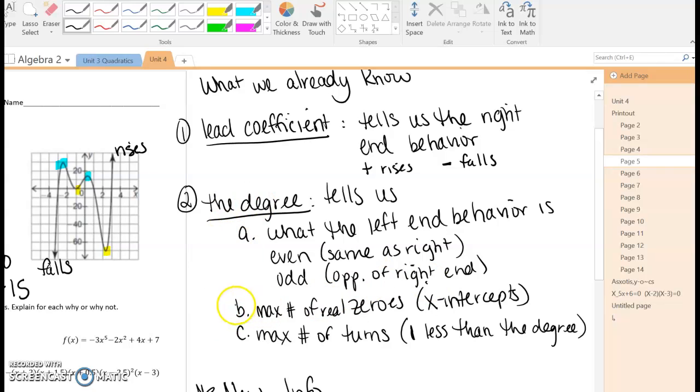Also, the number of the degree. So if the degree was 5, that will tell us our maximum number of real zeros, because if I had a degree of 5, then I would have exactly 5, or a maximum of 5 real zeros, also known as x-intercepts, solutions, roots. And then also the degree tells us the maximum number of turns. So if the degree were 5, we'll use that same degree as before, then the maximum number of turns has to be one less than that degree. So if the degree were 5, then the max number of turns is 4.